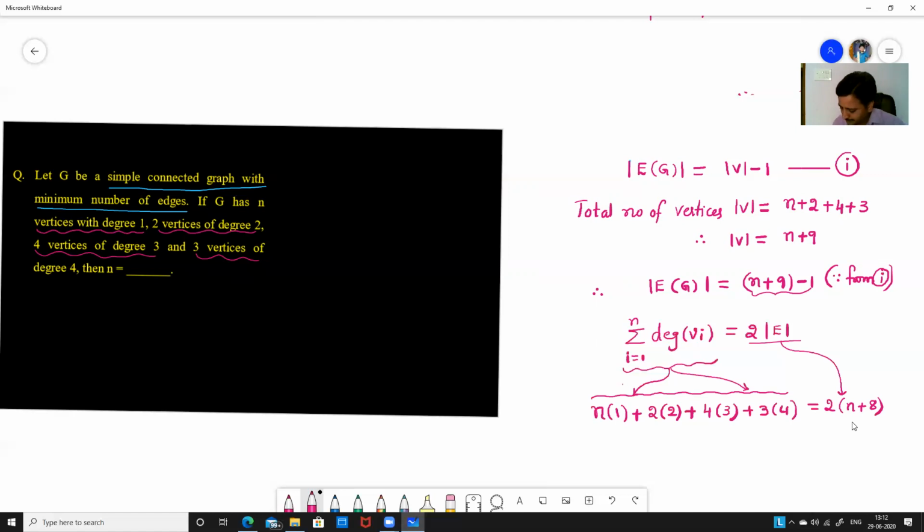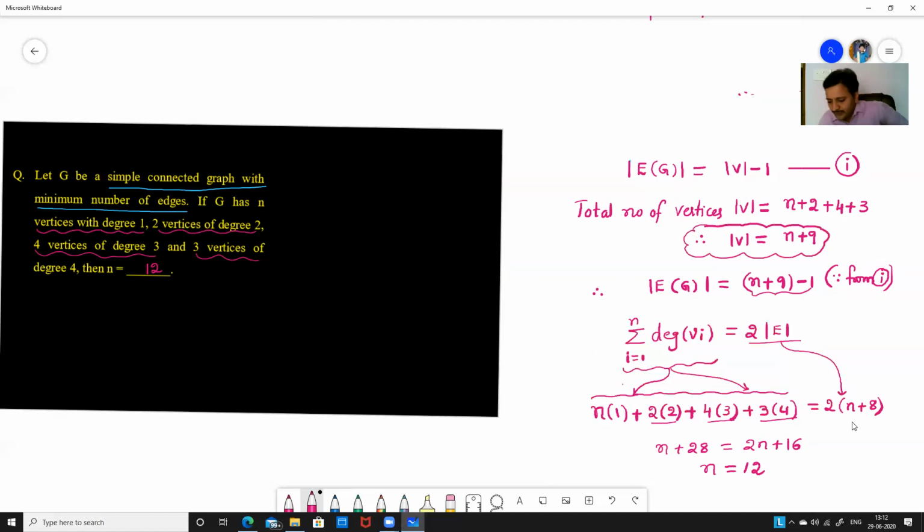Now simplify it. So 2 into 4 plus 12, that equals 16. 16 plus 12, that is 28. So n plus 28 is equal to 2n plus 16. From this, n is equal to 28 minus 16, that equals 12. Therefore, the value of n must be equal to 12. But if they ask for the total number of vertices, simply substitute the value of n in this equation. We'll get the total number of vertices.